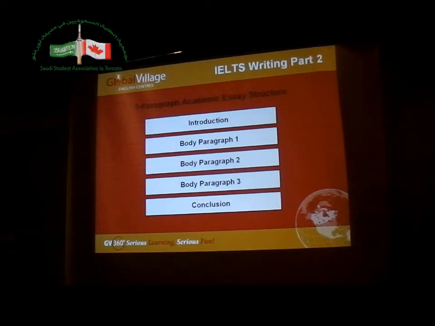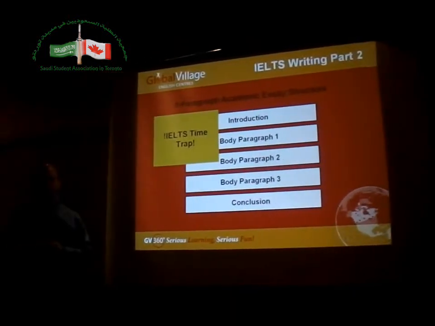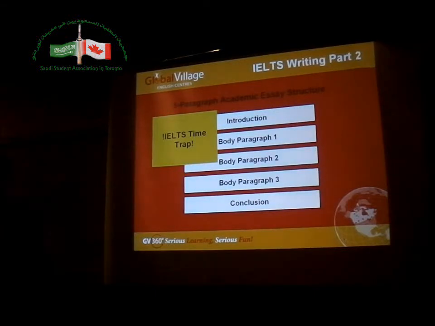Long. It's long. This is a time trap in IELTS. People will try to write the essay that we always study. I studied this kind of essay in public school, right? It's a time trap. You don't have time to do a 5-paragraph essay. Get rid of one. You don't need it. Trust me, I know people who have written 4-paragraph essays on IELTS and gotten a perfect score. So really, you don't need to write 5 paragraphs.